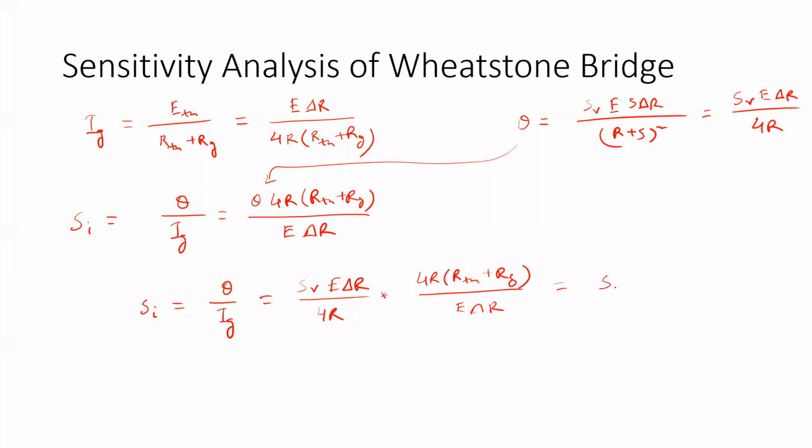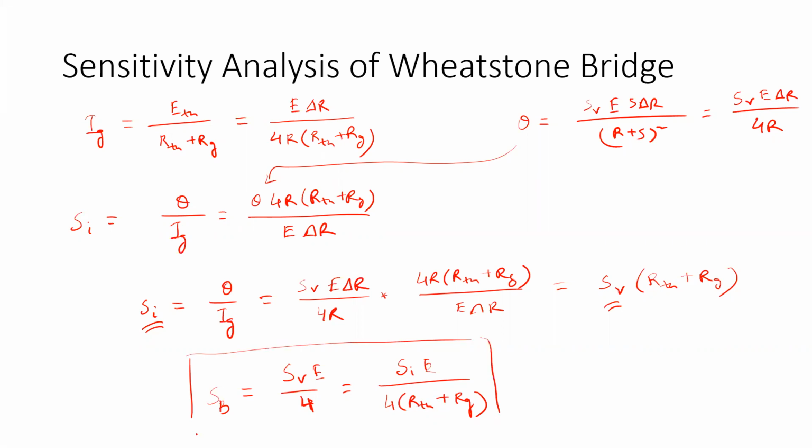So that will eventually give us SV into RTH plus RG. In this way, we have a relationship between SI and SV. And to relate all three sensitivities together, we can define the bridge sensitivity as this, as we have derived earlier. And further, we can replace SV with SI divided by RTH plus RG. So this will relate the three sensitivities.